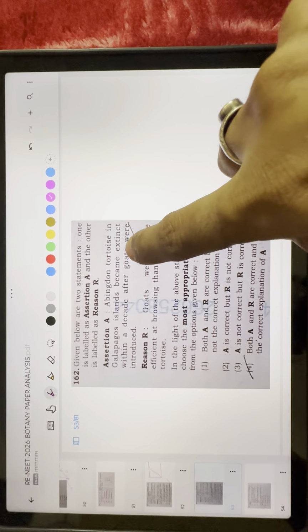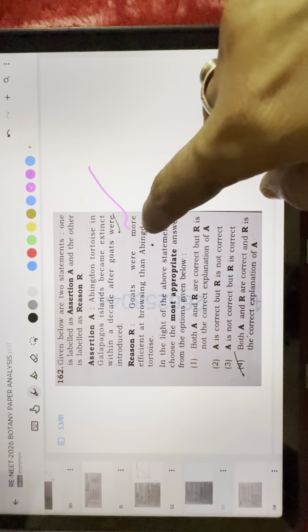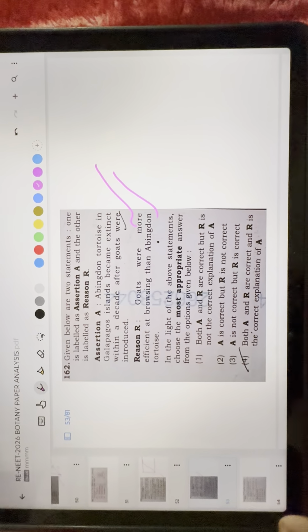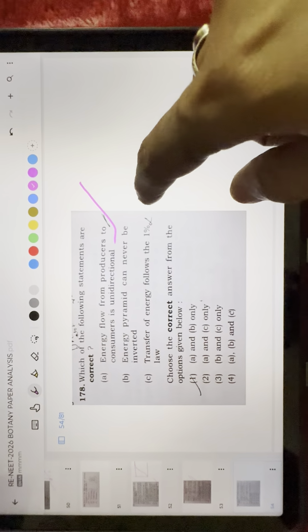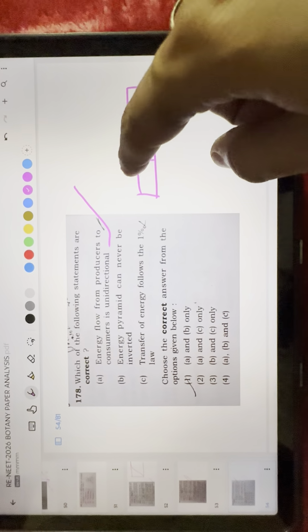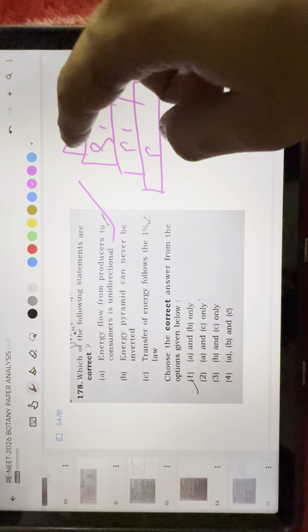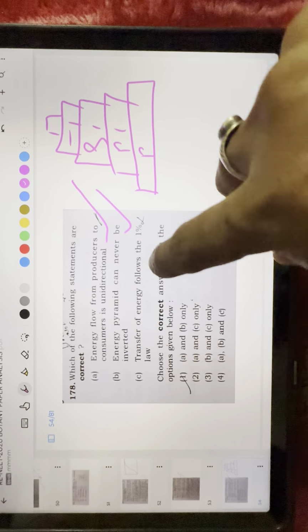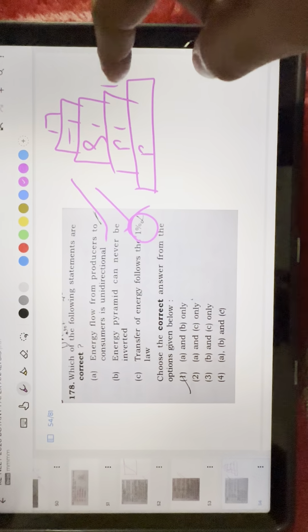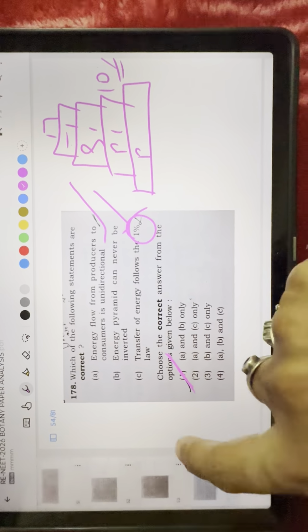Next, the Abingdon tortoise in the Galapagos became extinct. Yes, correct. Goats were more efficient at browsing than the Abingdon tortoise, which is why. Yes, it is the correct explanation. Energy flow from producers to consumers is unidirectional. Yes, correct, from producers to primary, secondary, tertiary, and top consumers. The energy pyramid can never be inverted. Yes. Transfer of energy is only 1%? No, it always follows the 10% law. So A and B are the only correct options.